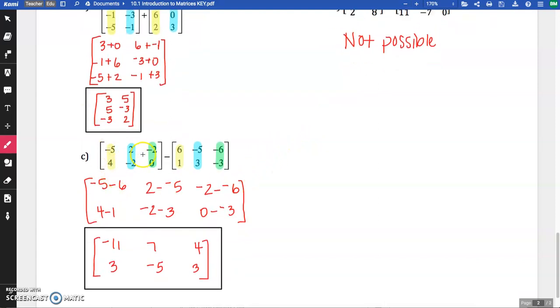And again, I highlighted just the columns so you could see how I'm matching up the entries. And for part C, you were subtracting, so make sure you kept track of those negatives as well. Subtracting a negative becomes addition.